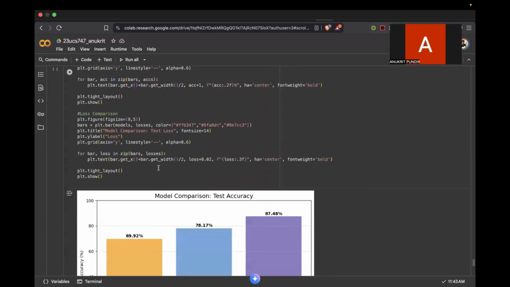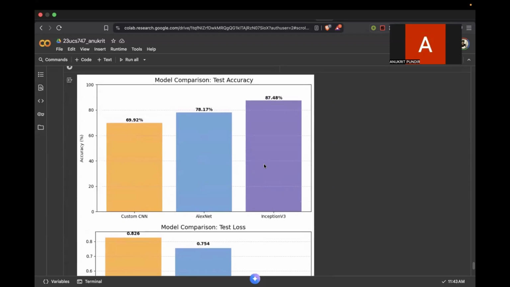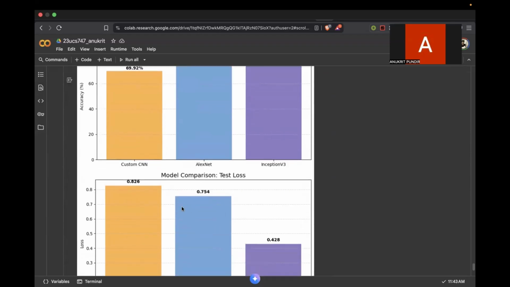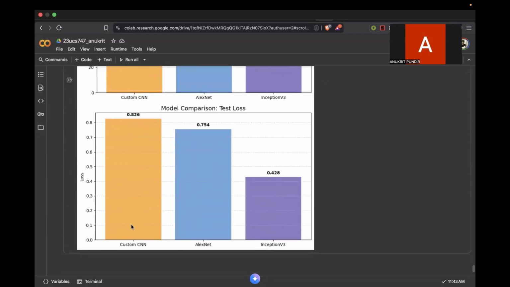And this is the final accuracy comparison. Inception V3 being the highest, then AlexNet, then my own model. And these are the validation losses for all my three models: custom, AlexNet, and Inception V3.